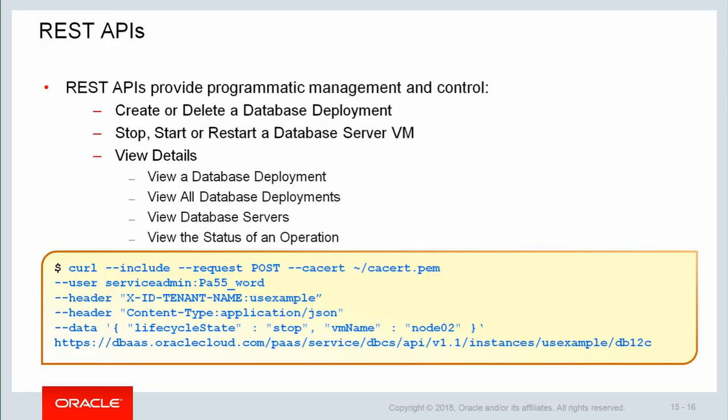So you can use a REST API to create and delete database deployments. You can stop, start, and restart the database VM. And also you can view information. So you can add the REST API in your application to directly control your ExaData cloud instance through your application as well.